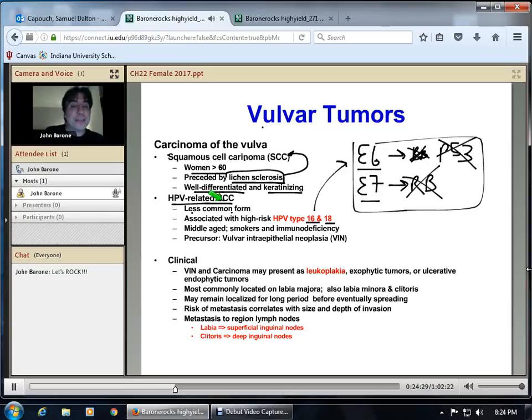All right, now in addition, the other risk factors for squamous cell of the cervix are things like smoking. Smoking is a risk factor. And of course, immunodeficiency, because I can't stop cancer. I can't stop the HPV, I just can't stop the cancer.